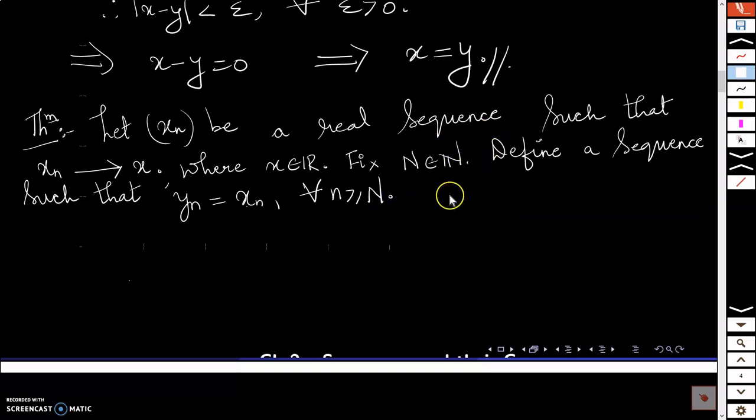I will complete the statement and then I can give you a geometric idea of what this statement is talking about. Then the sequence yn also converges to the point x. So let me give you a brief idea of what the statement is saying.